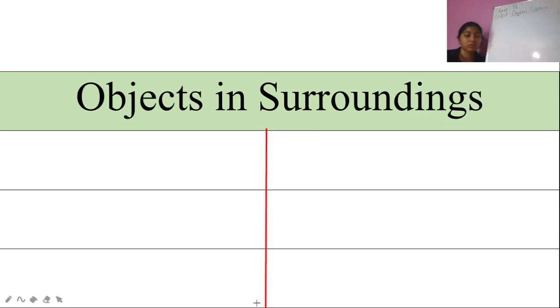Okay students, let's see what those objects in your surroundings are. You can write down your answer in the comment box. Those objects which are in your surroundings, you have to write them down. Let's see. In front of me I can see a marker, right? I have a marker, and near me is my duster, and the pencil. I can see one notebook there.